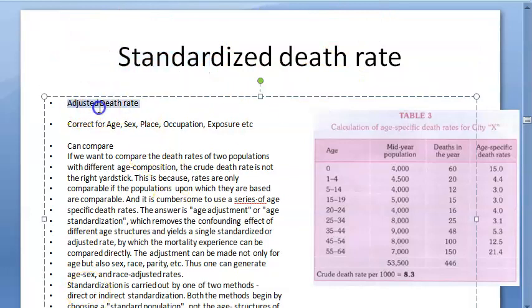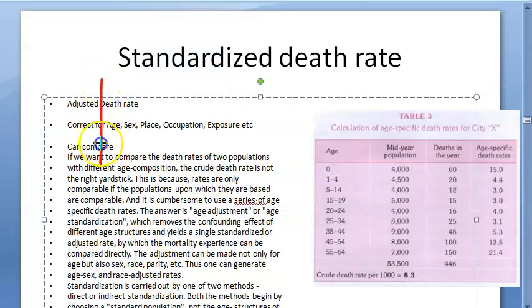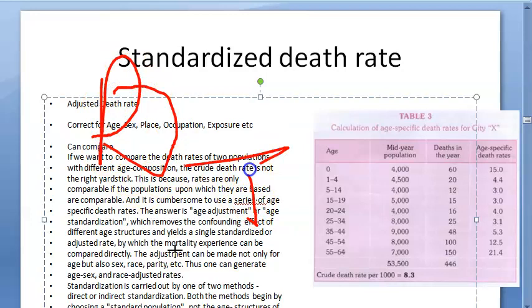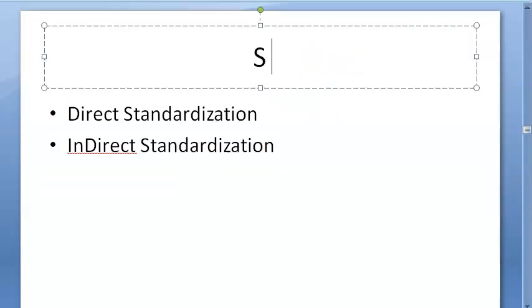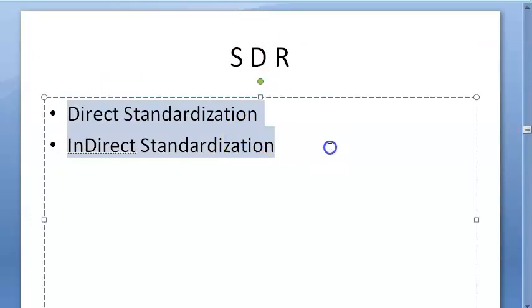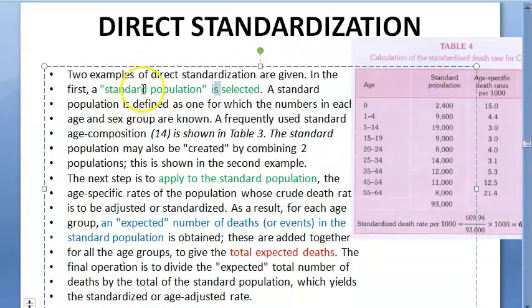This is also called the adjusted death rate. They will correct it for age, sex, place, occupation, exposure, everything. For this, they will apply some standardization. There is direct standardization and indirect standardization. Okay. Two things are there that you need to know. We are not going to the details here. So for standardized death rate, you can apply direct standardization or indirect standardization. Direct standardization means what they are doing. WHO has defined something called a standard population. You take that standard population, and you apply whatever values you got to it.